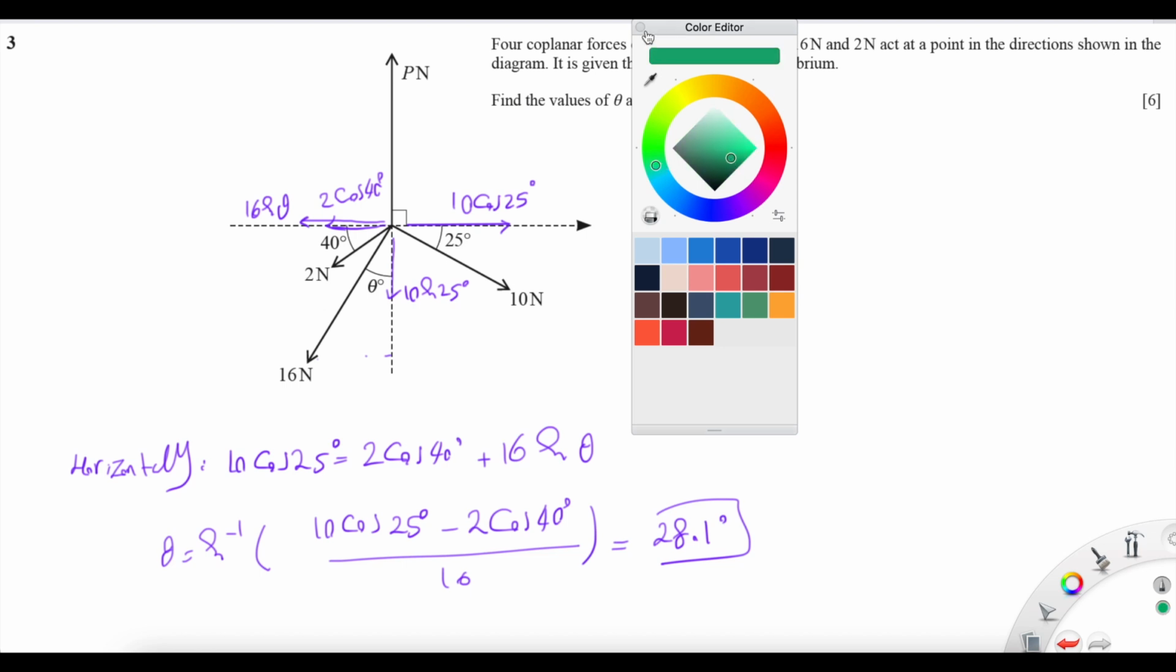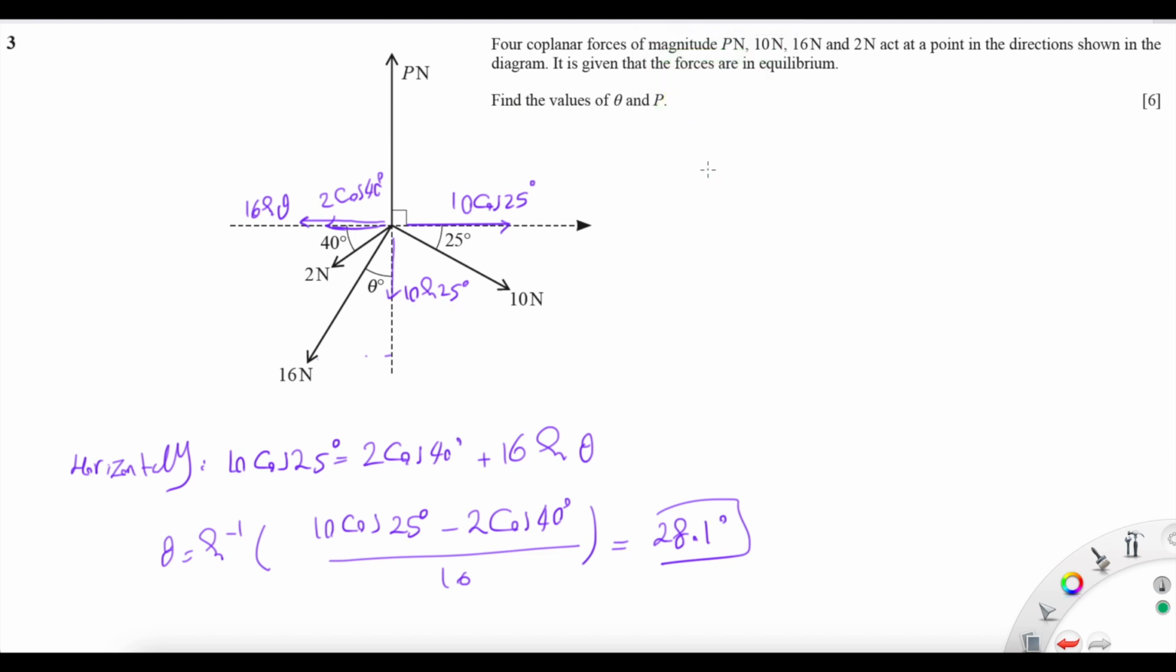Now to find p, I resolve vertically. So upwards you have p, and in this direction, this is opposite, we wrote 10 sine of 25, this will be 16 cosine of theta, and here will be 2, actually it is opposite to 40, so it will become this vector 2 sine of 40.